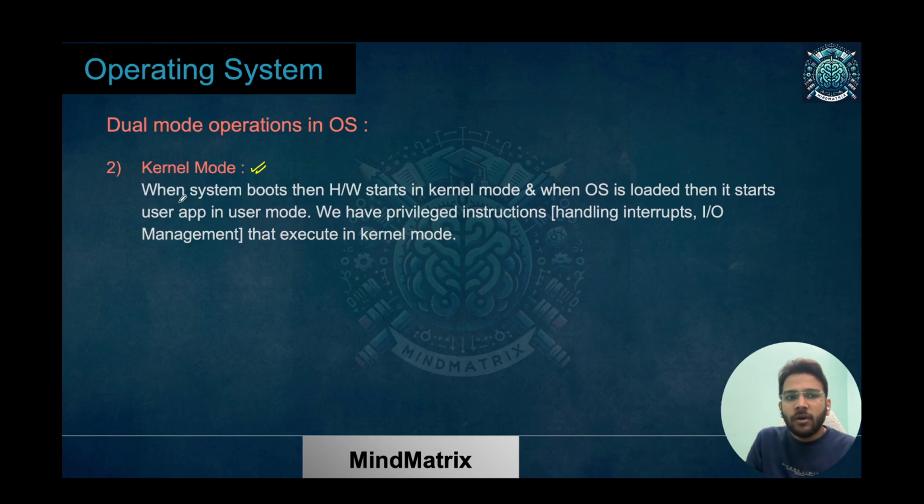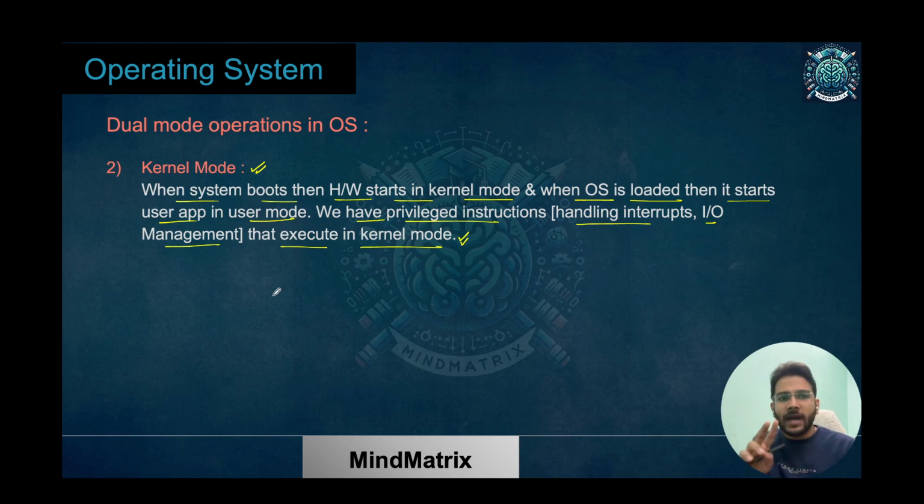What about kernel mode? When the system boots, the hardware starts in the kernel mode. Whenever you start the system, the hardware always starts in the kernel mode, and then the operating system is loaded into the main memory from the hard disk or the secondary memory. Then it starts user apps in user mode. We have certain instructions, which we call privileged instructions, such as handling interrupts, input output management, etc., that you execute only in the kernel mode.